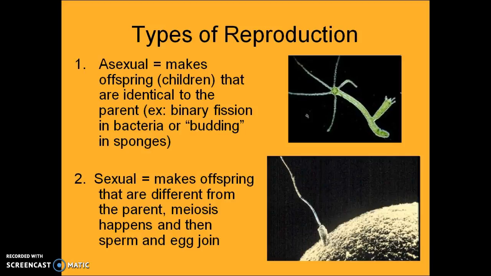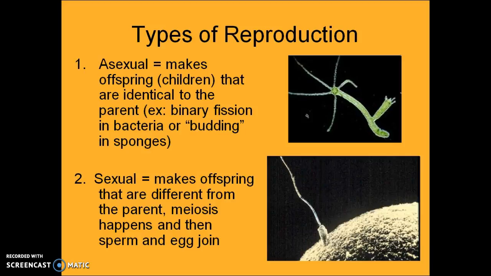We have two types of reproduction. Asexual reproduction, which we do not use, creates children that are identical to the parent, and there's only one parent in asexual reproduction. An example might be binary fission in bacteria, which we talked about with our cell cycle and mitosis notes. And during binary fission, a cell, usually a bacteria cell, is going to make a copy of its single circular chromosome, and it's going to split down the middle.